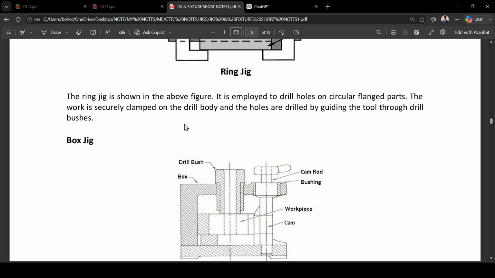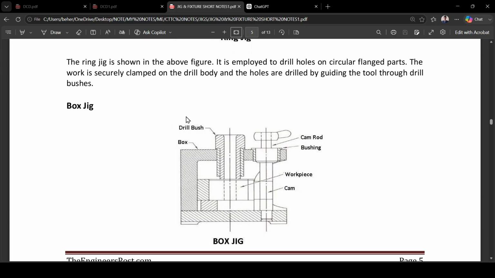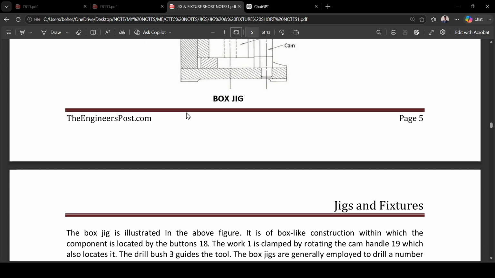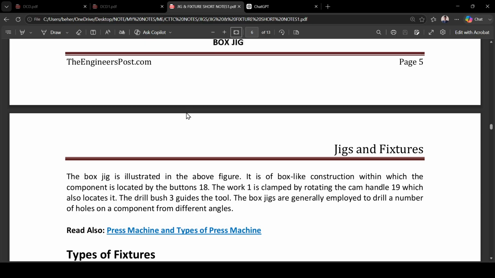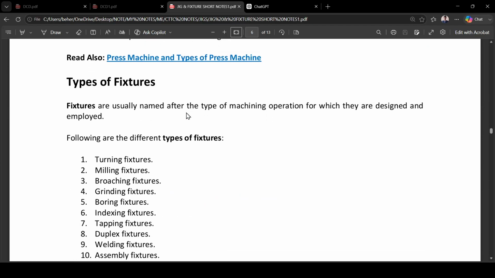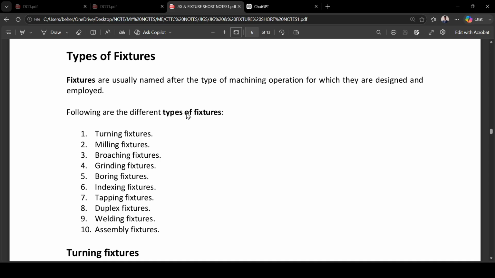What is box jig? Then what are the types of fixtures? There are different types of fixtures.